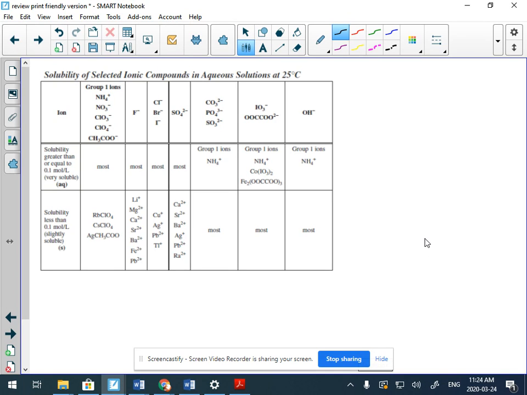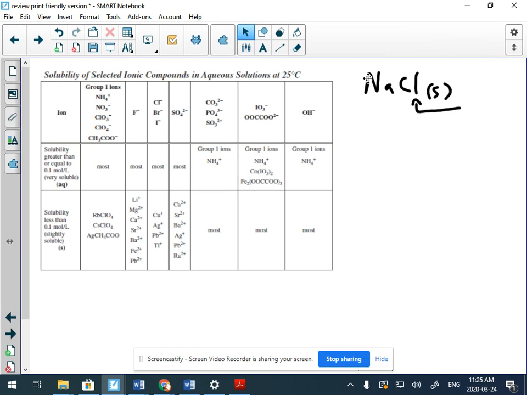So let's start with something that we all know is soluble, and that's sodium chloride. Now, how do you use this table to figure out if something is soluble? Well, there's a couple ways to go about doing it. Probably the easiest is to look at the non-metal ion and try and find that in your table. So there it is right there, the chloride ion. And then we travel down the table.